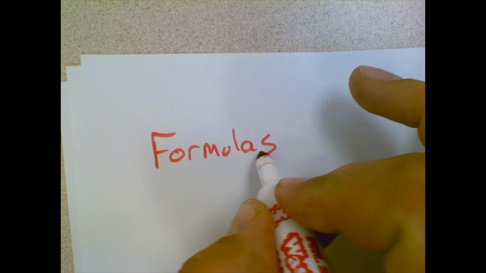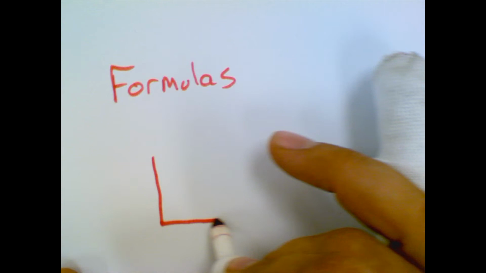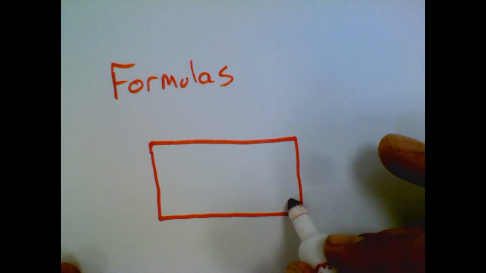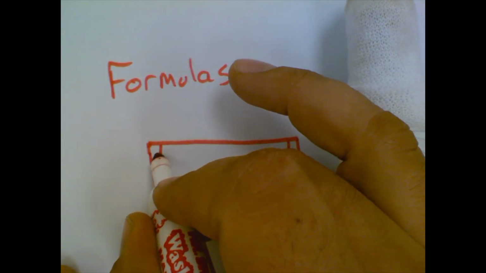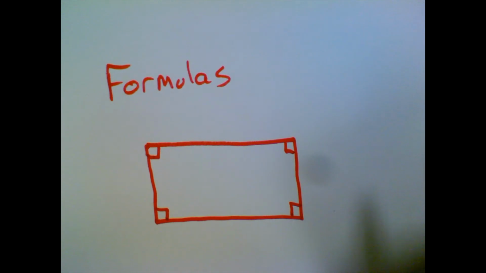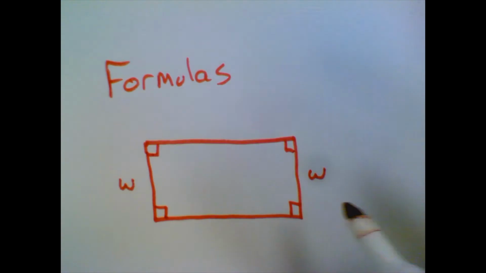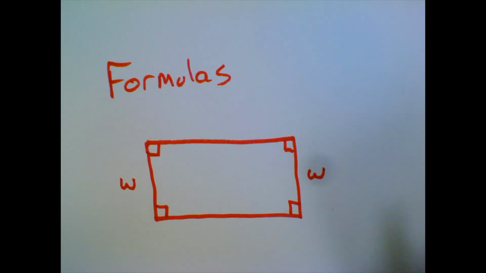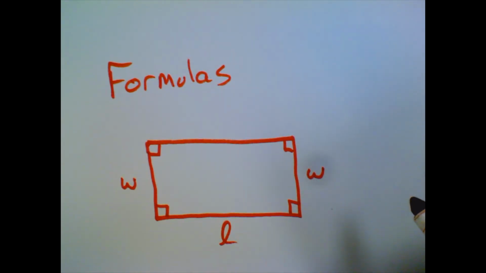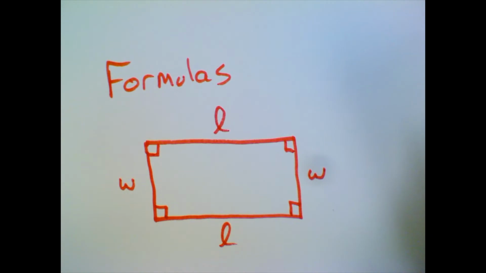Alright, so we're going to talk about formulas. And you've all been exposed to formulas many, many times. For example, let's just start with a rectangle. A rectangle has 4 right angles. And what if we wanted to find the perimeter of the rectangle? Well, if you remember from your geometry days, you know that the sides opposite a rectangle are congruent. So if we call one side W, the other one's going to be W. And if we call the long side the length, L, both sides opposite are L.